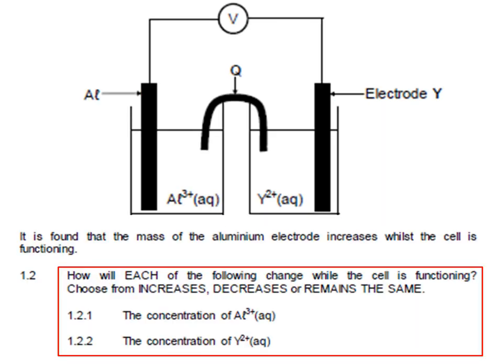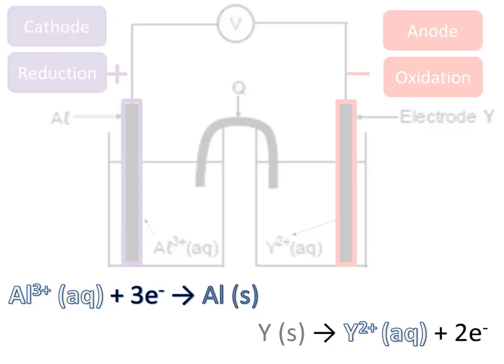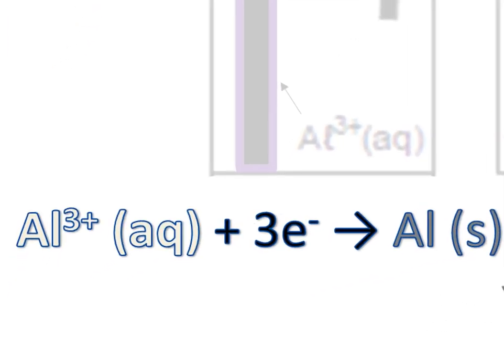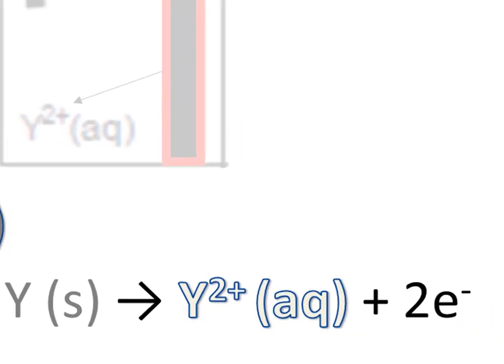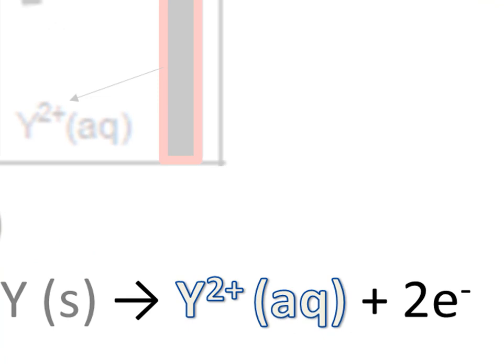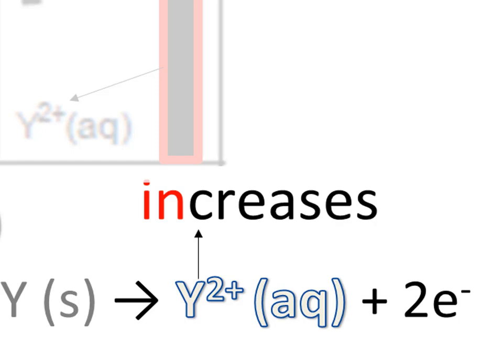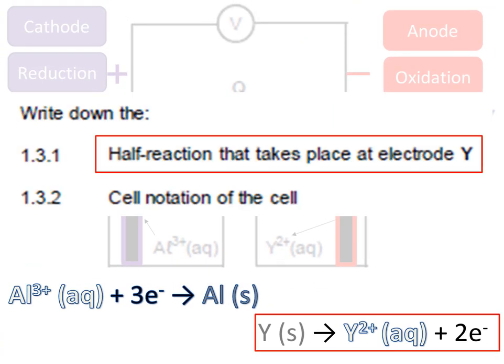Now we're asked what happens to the concentration of aluminium ions and to the concentration of Y2+ ions. So we go back to our summary. At the cathode, aluminium ions are being reduced to aluminium, so the concentration of aluminium ions decreases. At the anode, Y atoms are being oxidized to Y2+ ions, so the concentration of Y2+ ions increases over time. We've already answered what the half reaction is that takes place at electrode Y.